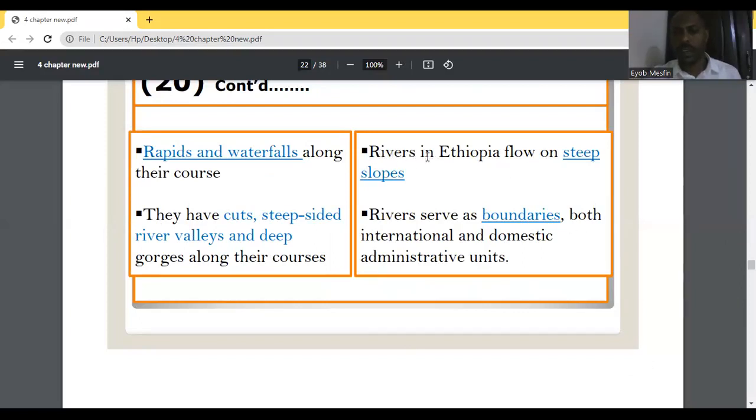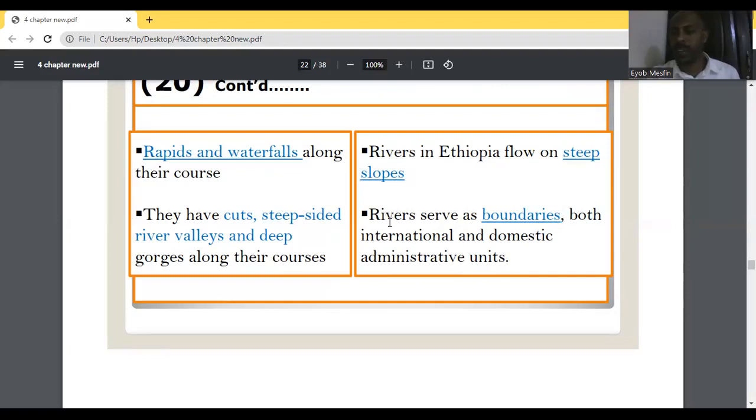The rivers in Ethiopia flow on steep slopes. That is why, as we talked about many times, we do have big, high mountains in terms of this proportion. Much of the elevated ground of Africa is found in Ethiopia. That is why our country is full of mountains. Those mountains are the source of Ethiopian rivers, and they have a steep slope.